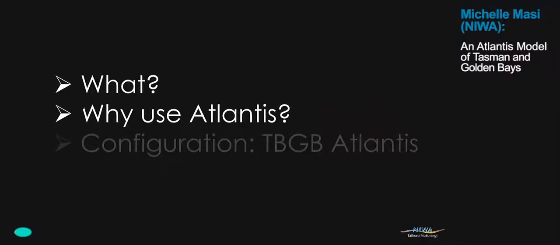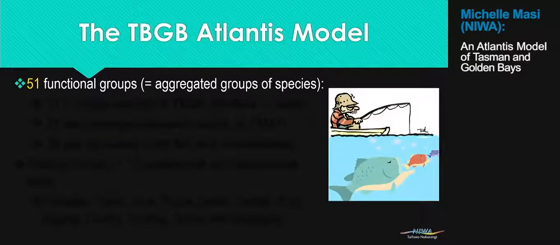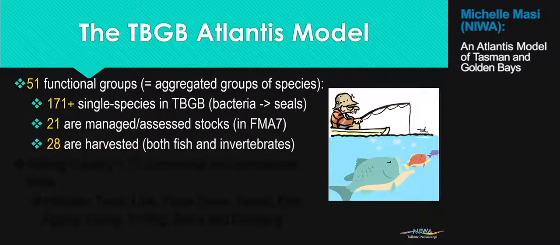So I showed you what Atlantis is and why we want to use it. Now I'm going to show you how we've configured the Tasman and Golden Bay Atlantis model. So Tasman and Golden Bay Atlantis consists of 51 model functional groups. If you're unfamiliar with what a functional group is, it's just an aggregate group of species that shares some sort of similar diet, habitat, or niche in the marine ecosystem. Of the 51 groups, we're representing 171 single species in Tasman and Golden Bay. This includes bacteria all the way up to seals in this ecosystem.